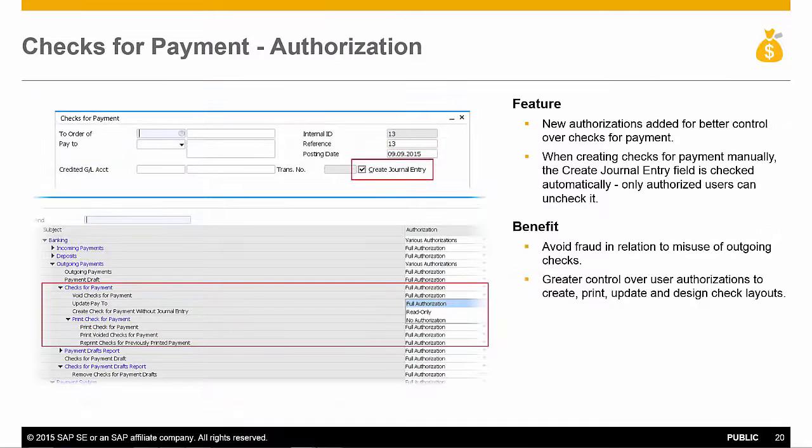A new authorization has been added for better control over checks for payment. When creating checks for payment manually, the Create Journal Entry field is checked automatically, and only authorized users can uncheck this. This will avoid any fraud in relation to misusing outgoing checks and provide greater control over user authorizations to create, print, update, and also design check layouts.